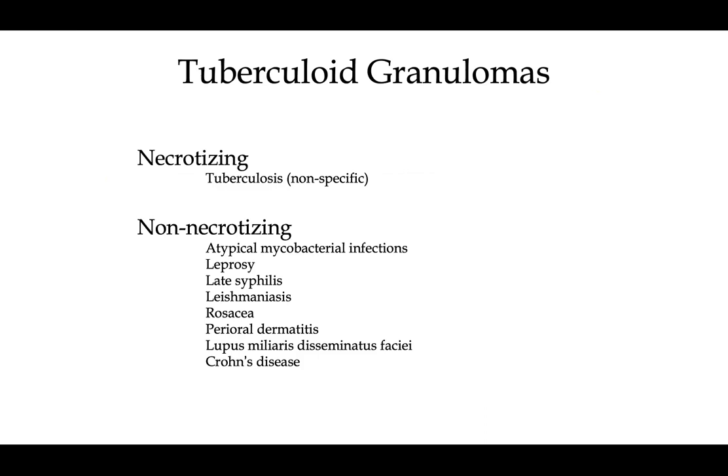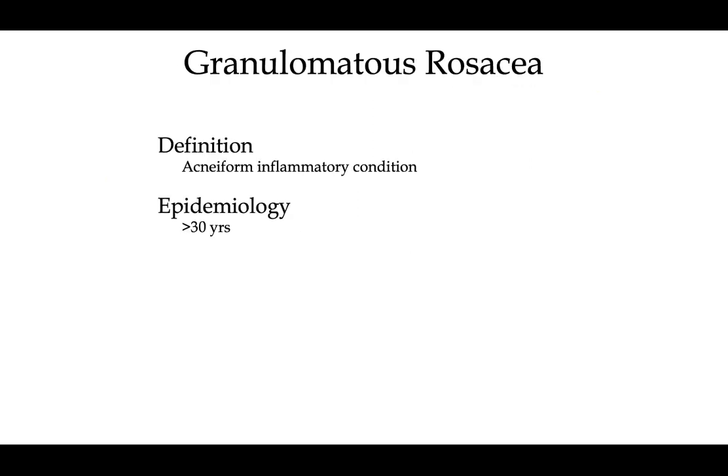So in necrotizing, you'll think about tuberculosis more so. But if you see it, it doesn't necessarily mean it is tuberculosis, because necrotizing is a nonspecific trait. However, it does push you towards that direction. Non-necrotizing, you can think of this entire list here. So atypical mycobacterial infections, leprosy, late syphilis, leishmaniasis, rosacea, perioral dermatitis, lupus miliaris disseminatus faciei, and Crohn's disease.